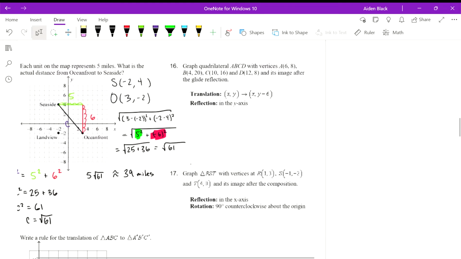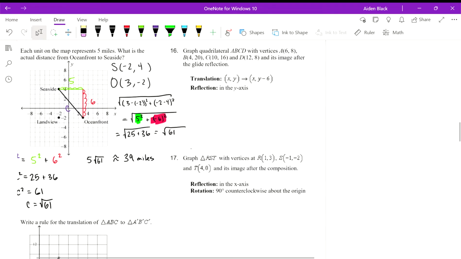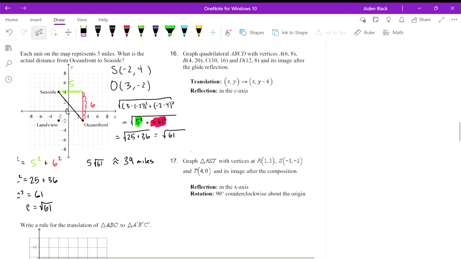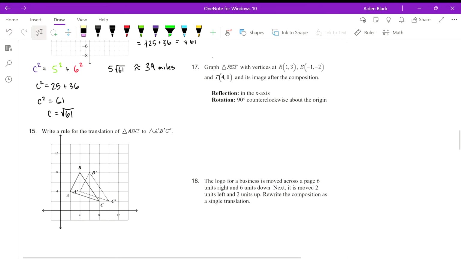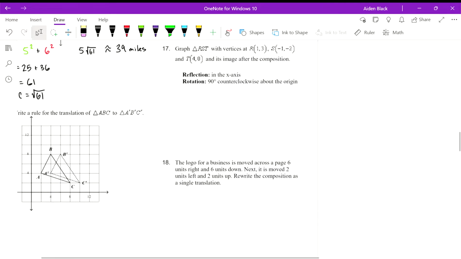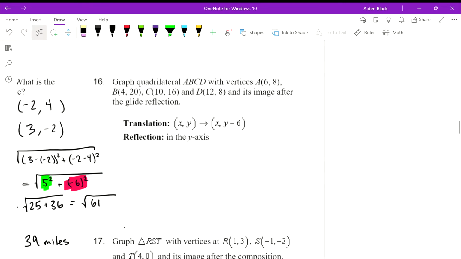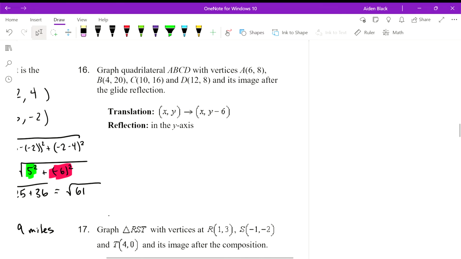Alright, let's go through a couple questions on transformations. So that would be 16, 17, 15, and it looks like 18 too. So graph quadrilateral ABCD with vertices 6, 8. So we'll just use our straight edge. Well, you can if you're doing it on paper.